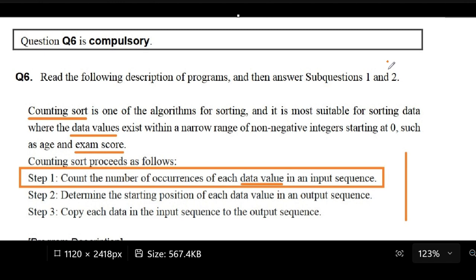Question number 6 of the PhilNITS FE afternoon portion of the exam. Question number 6 is compulsory, which means we have to answer it. For this question, we'll focus first on sub-question number 1.